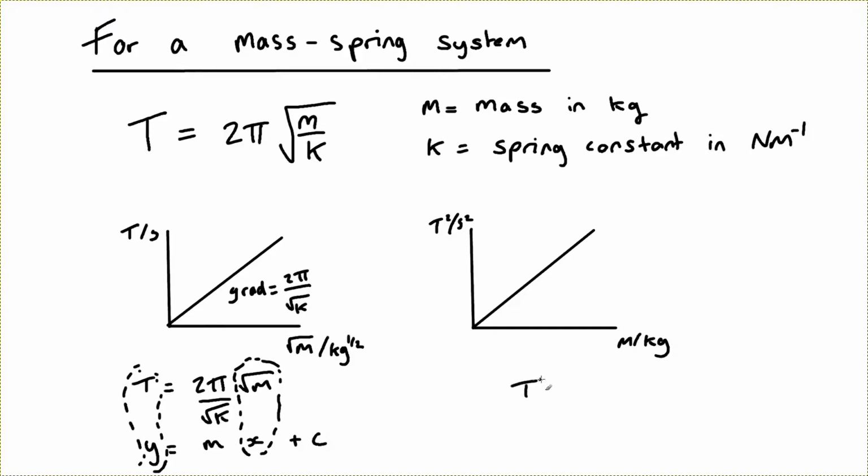If we plot the graph as T squared against m, again we can write the formula in the form y equals mx plus c, and if we do that, we can very easily see that in this case the gradient will be 4 pi squared over k. So if you work out the gradient, you can easily determine the spring constant from the gradient of that graph.